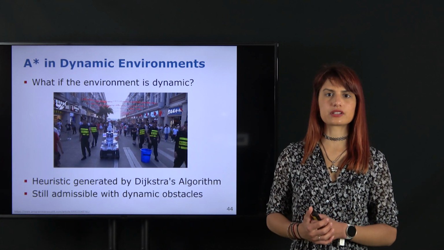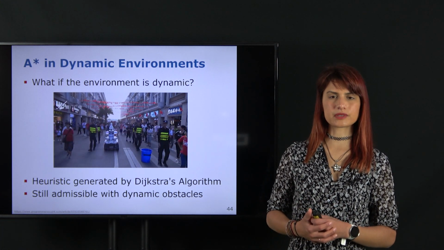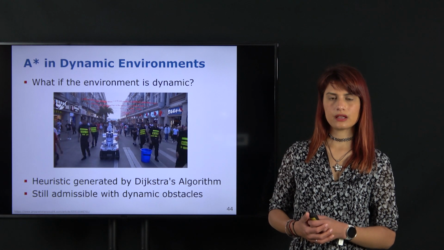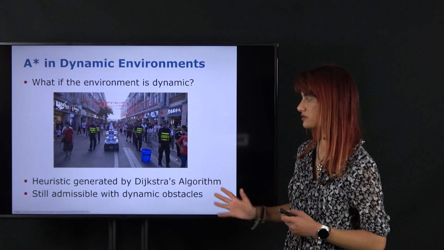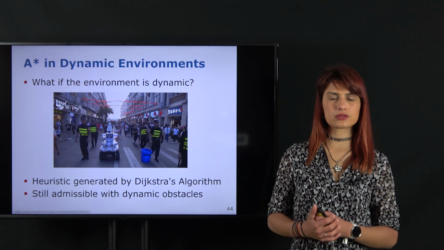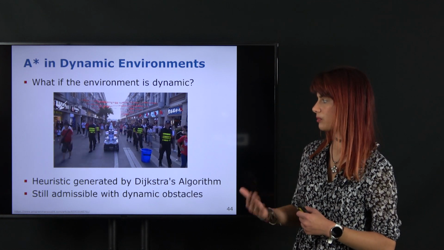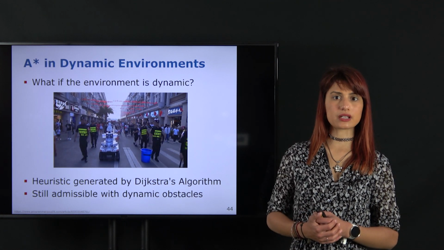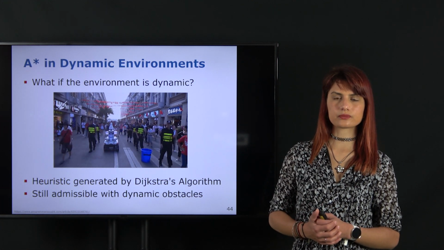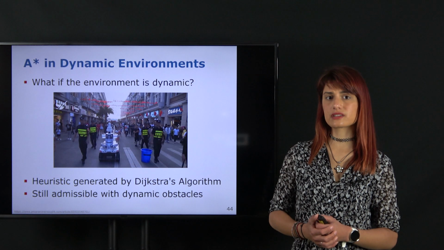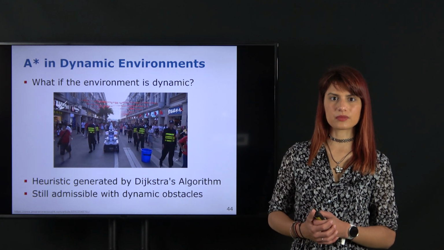A naive strategy here is to apply A-star continually, replanning from time to time. In this case, this heuristic that we mentioned, generated by Dijkstra's algorithm, would actually be useful, because we can compute it only once and keep reapplying it every time we want to run A-star and the situation in the environment changes. It can be shown that this heuristic is still admissible even in these types of dynamic environments.